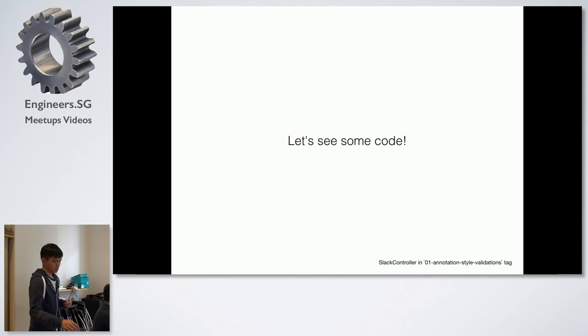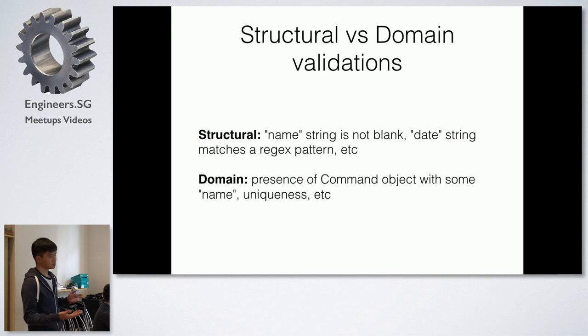And it got me thinking, hey, there seems to be a pattern around this, right? Because there is a particular type of validation that's structural, and that means things like checking that a string is not blank, or that a date string matches a particular regex pattern. And there's a different type, which is domain-level validations, where you're checking whether there is a command object that exists, and you do have some uniqueness checks as well.